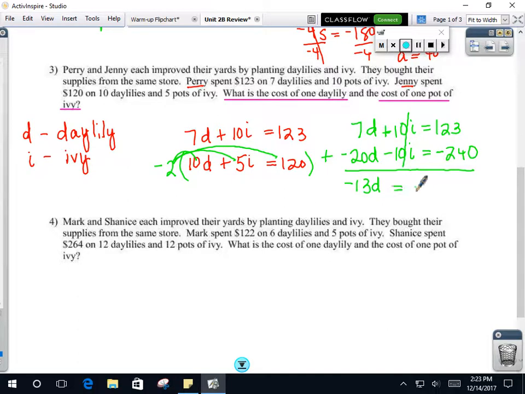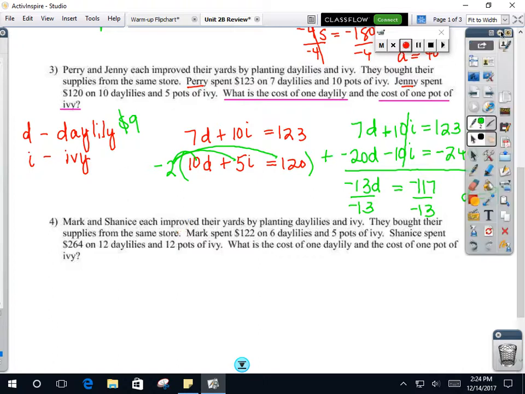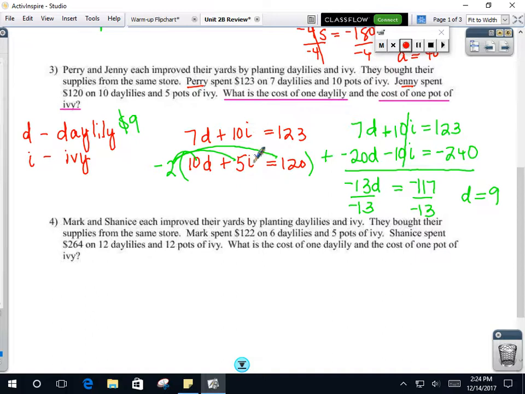And then 123 plus a -240 is -117. Now what do we do? Divide by -13. And so D equals 9. Okay, if we know that the daylilies are $9, how do I now figure out what a pot of ivy costs? Plug it into either of the original equations, right? Which one do you want to plug into?